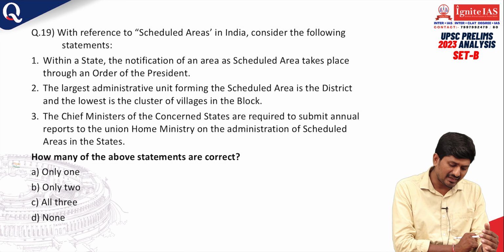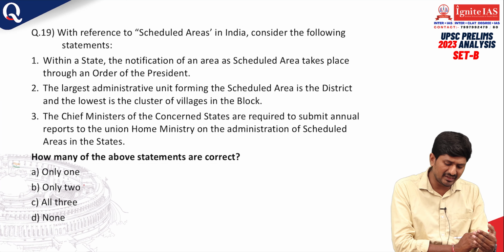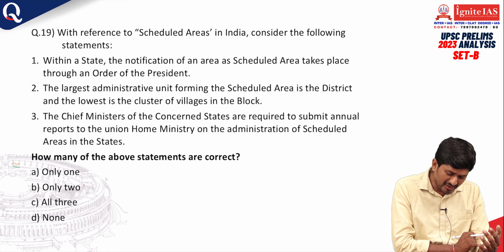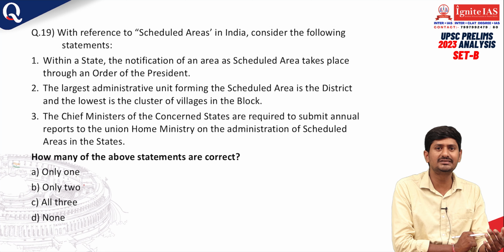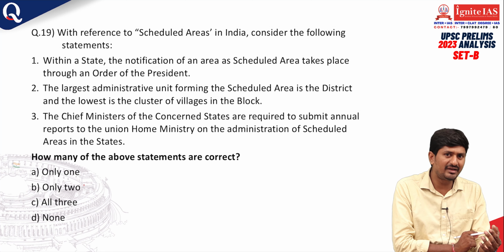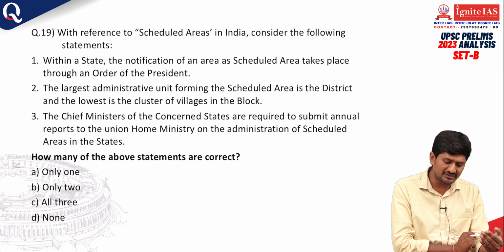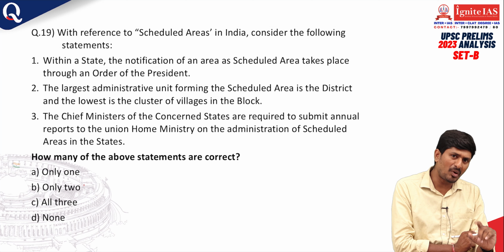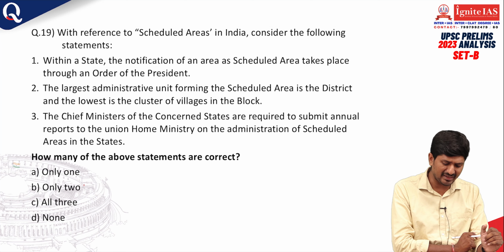Next question is the 19th question. With reference to schedule areas in India, consider the following statements. First one, within a state, notification of an area as schedule area takes place through the presidential order. Yes, it is true, because the President of India will be exercising the powers over the schedule areas. Okay, right. Second one, the largest administrative unit forming the schedule area is the district and the lowest is the cluster of villages in the block. It could be block or taluka also, anything could be the right answer. Okay, both these 2 statements are correct.